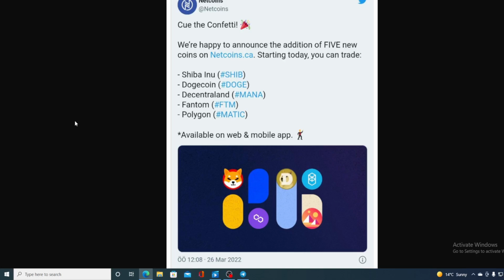Don't miss out on this, guys. Dogecoin has been registered by Netcoin. Stay tuned to find out more.